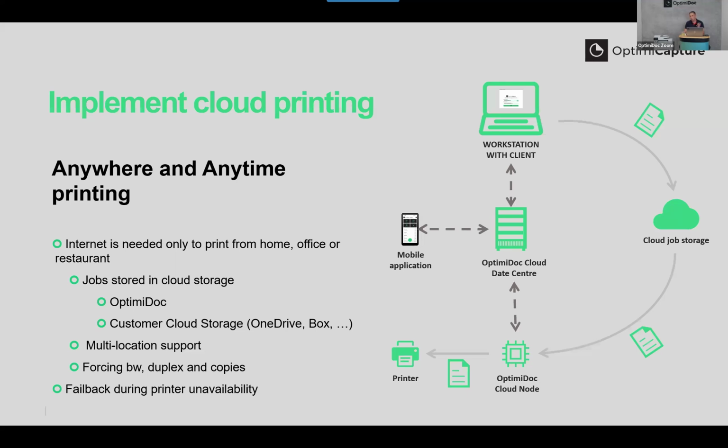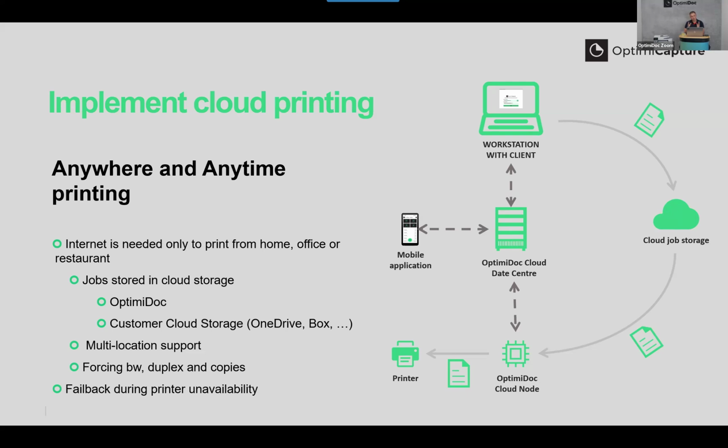The cloud node could be a small Windows service, but this could also be a small appliance which you can place at the customer side. And that's all. It will automatically connect to the OptimiDoc Cloud Data Center and wait for the request for releasing the document. Once you request the document on the mobile application, the cloud node downloads the document from the cloud storage and releases it on the printer. What is important, as you can see, the document goes completely outside of the OptimiDoc Cloud Data Center when the customer cloud storages are used.